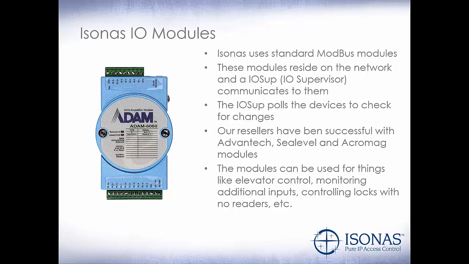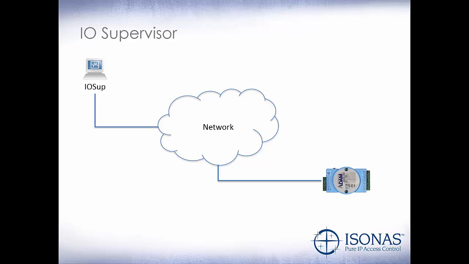The modules can be used for things like elevator control, monitoring additional inputs, controlling locks with no readers, etc. Basically anytime you need additional inputs and outputs to the system that are above what either the IP bridge or the PowerNet reader controller provide. So let's take a look at how the IO supervisor works.